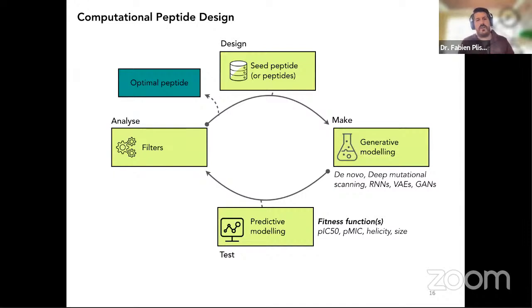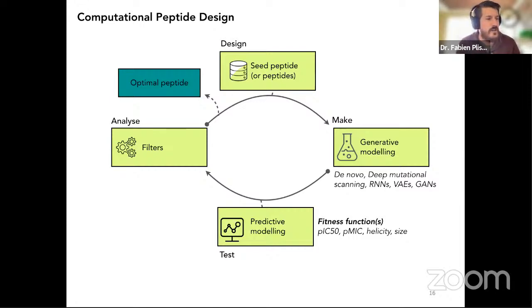And so the cycle changes a little bit here. You start from either a single structure, a sequence or structure, or a library of peptides. Then you will apply generative models such as de novo peptide design, which has been done for decades now. We can also implement deep mutational scanning, which has been mostly related to protein structure or binding affinity with proteins. We can also apply the more recent applications of neural networks, such as recurrent neural networks, GANs and VAEs, to develop novel sequences that share similarity with the original sequences.